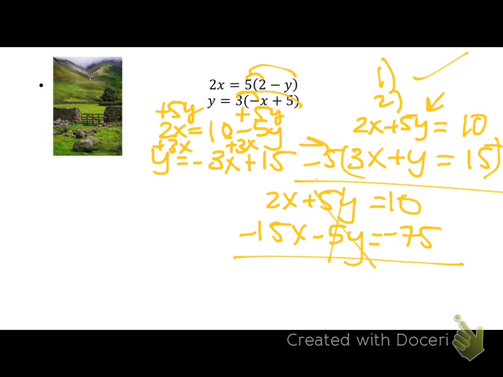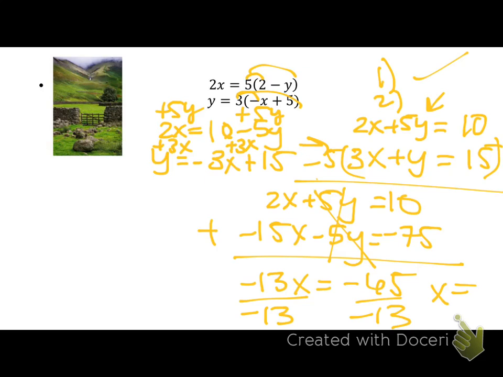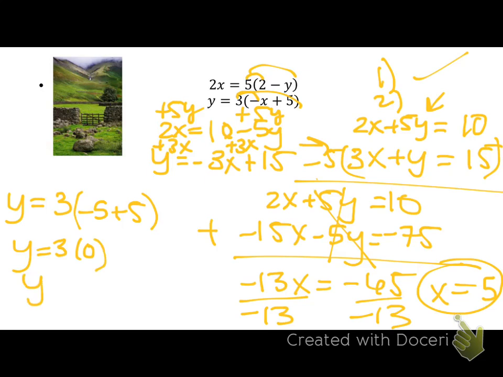My y's can now cancel, so we can add. Negative 15x plus 2x is negative 13x. 10 plus negative 75 is negative 65. Got to get x by itself. 65 divided by 13 is 5. But now I got to find y, so let's go ahead and plug it into my second equation. Negative 5 plus 5 is 0. 3 times 0 is 0. So my answer should be (5, 0). Again, plug it in and check to make sure that they equal.